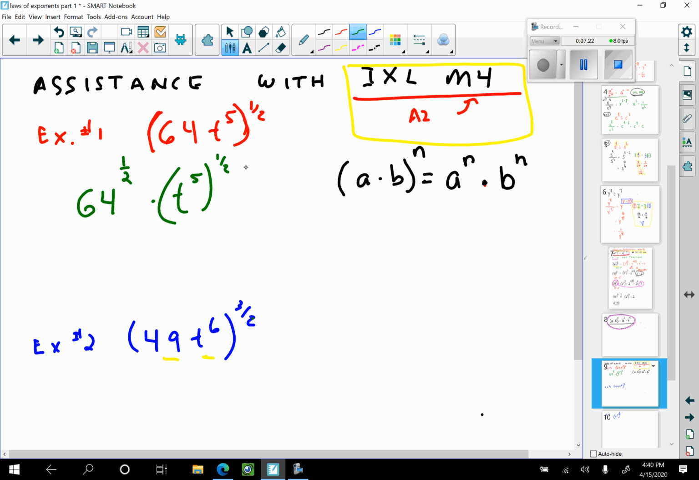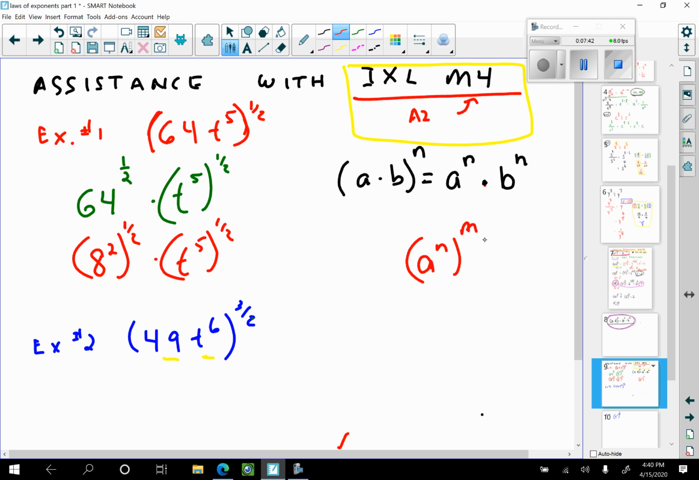And I know, true or false, 64 is 8 squared. So I'm going to write this as 8 squared to the 1/2 times t to the 5th to the 1/2. Now I'm going to employ this property: a to the n to the m is equal to a to the n times m. So what is 8 squared to the 1/2? It's going to be 8, since 2 times 1/2 is 1. What's 5 times 1/2? 5 halves. So that's what this is right here.